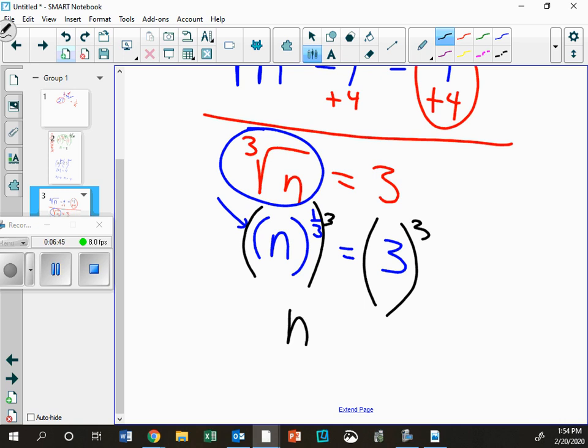And now, that is just n to the 1, and n to the 1 is the same as just n. So that's just n. 3 to the third, 27. Did I just do a square root on both sides? Nope. I just put both sides to the third power. That is not the same. There's not 2 answers. Yes?